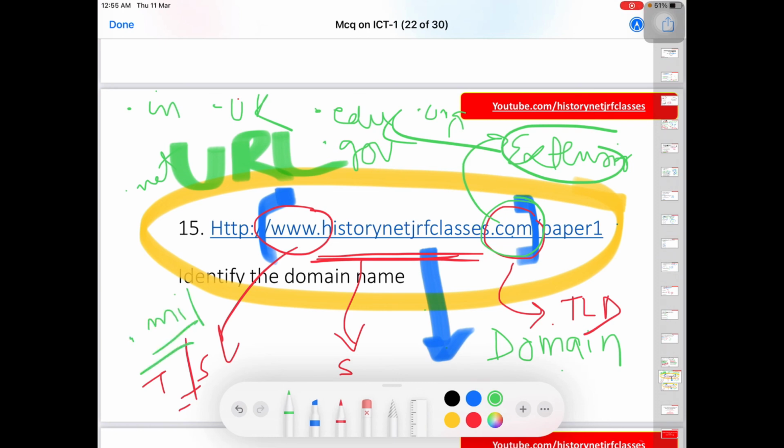Okay, and what does a domain do? Domain gives identification to a website. Any website you have, it gives identity. For example, if this is a website for my channel, then it gives identity. So this is the domain name. It consists of 3 elements.